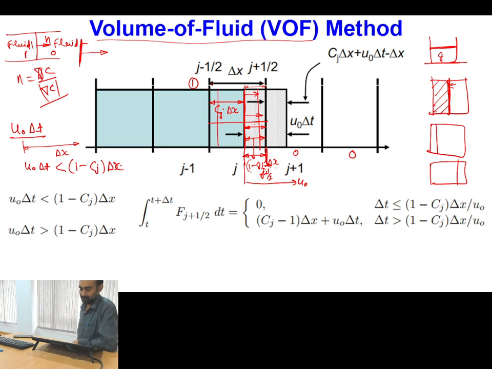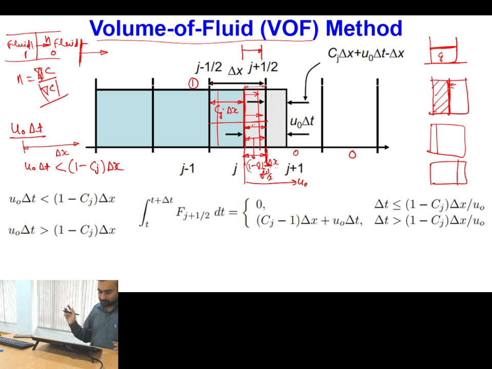What it means? Please tell me. u naught into delta t is less than 1 minus cj into delta x. What is 1 minus cj into delta x? This distance. So when u naught into delta t is less than this distance, will any color function pass through this boundary? No, because ultimately this entire region will be lying in the previous cell only, and whatever the color function value is, that will only be displaced, not across the boundary.